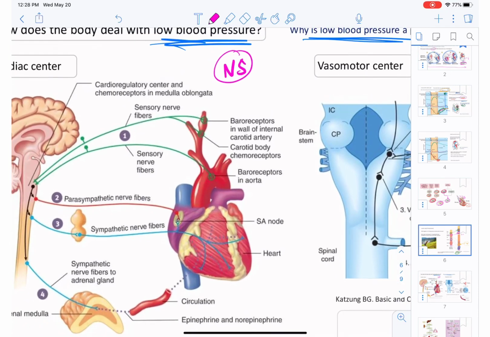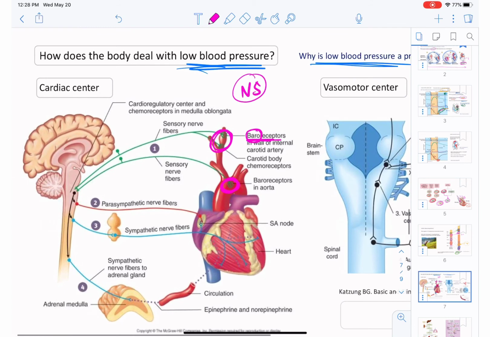So where do we find those sensory receptors? Well, here in the aortic arch and up here in the carotid arteries going through the neck up to the head, we have sensory receptors called baroreceptors. And what do baroreceptors do? They detect pressure. They're detecting stretch of the blood vessel wall. So when blood pressure drops, the stretch in these blood vessels goes down, and that's detected by these baroreceptors.